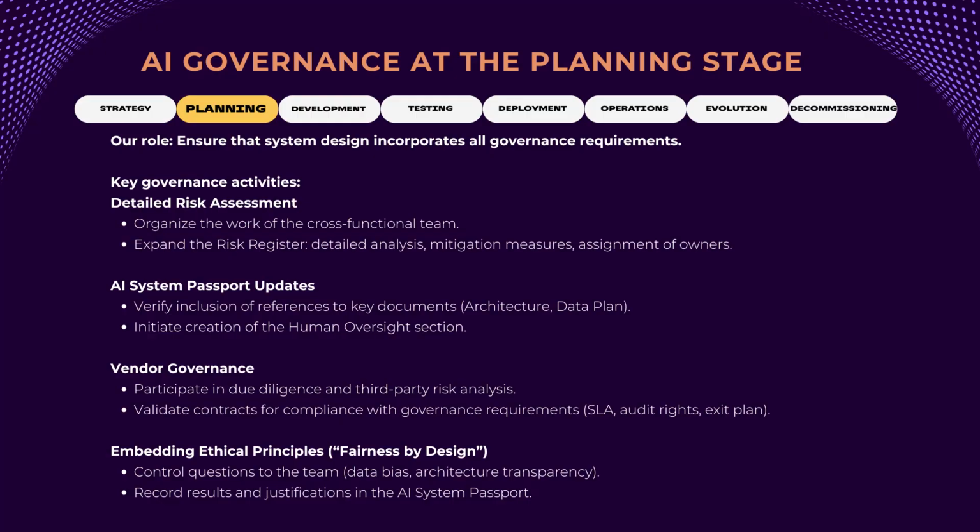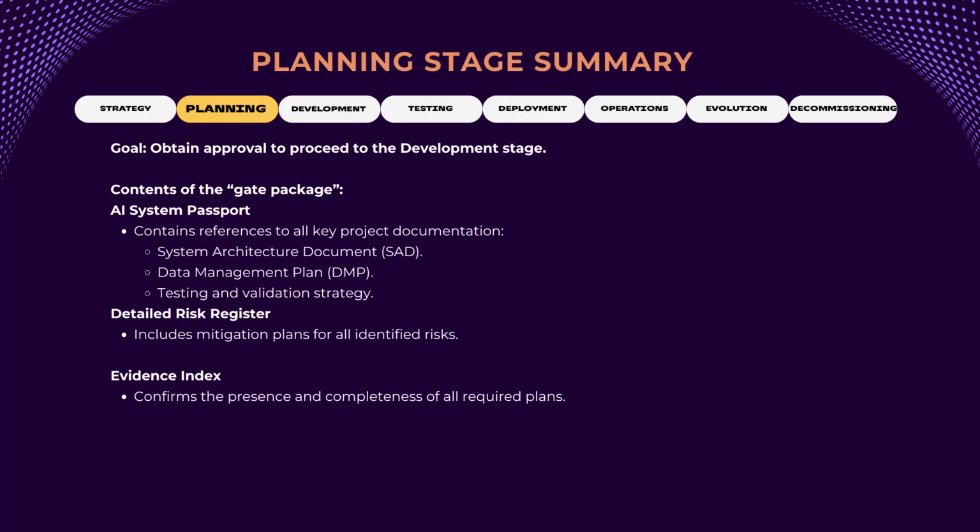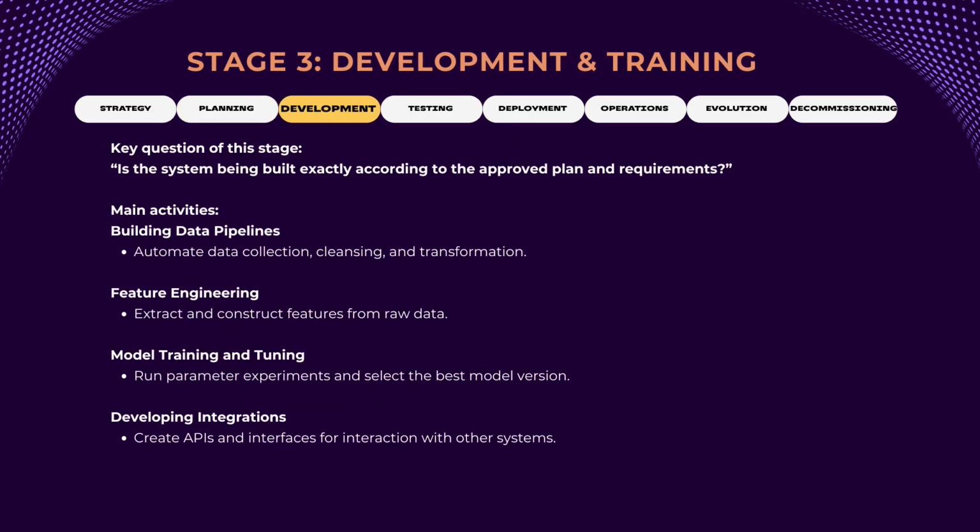Finally, we verify that the team has developed, and attached as links in the passport, 2 critical plans, the testing and validation strategy and the model management plan. By the end of the stage, we form a gating package, a snapshot of the key documents. It includes the AI System Passport with links to core project documentation and the detailed risk register with mitigation plans for all identified threats. With the detailed plan approved, the project moves into the active technical phase, development and training.